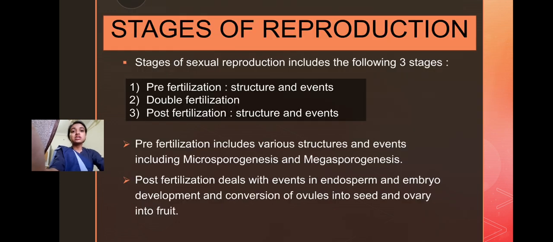So now let's study the stages of reproduction. The stages of sexual reproduction include mainly three stages, that is pre-fertilization, double fertilization and post-fertilization. Pre-fertilization includes various structures and events including microsporogenesis and megasporogenesis. And post-fertilization deals with events in endosperm and embryo development and the conversion of ovules into seed and ovary into fruit.